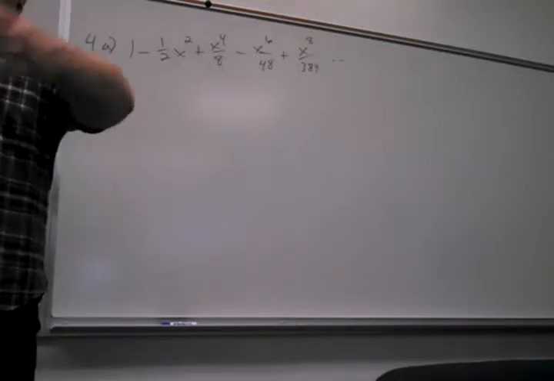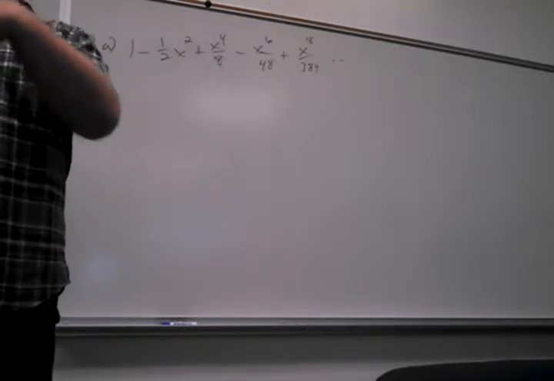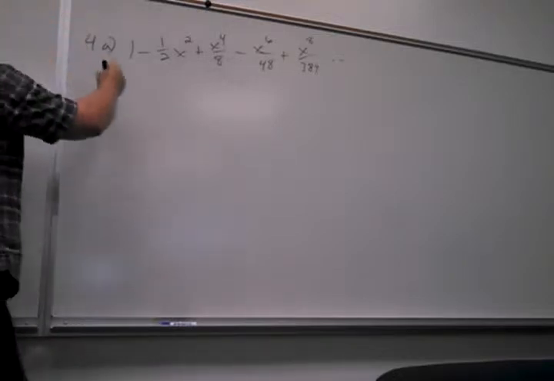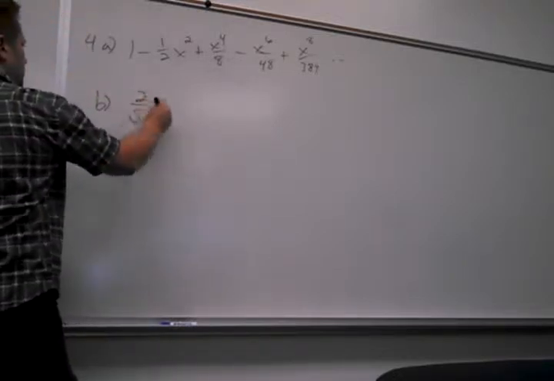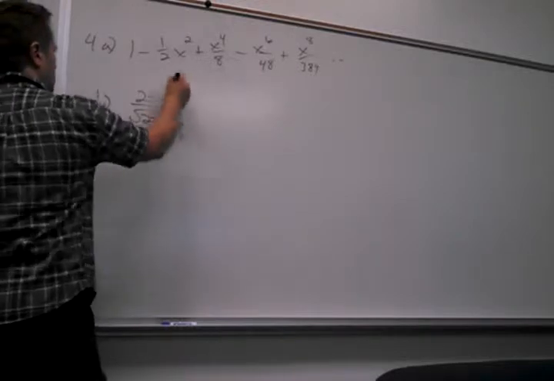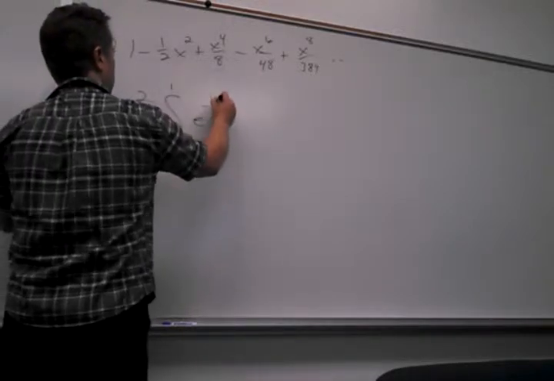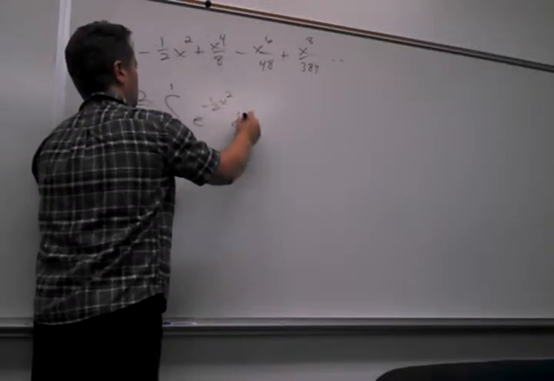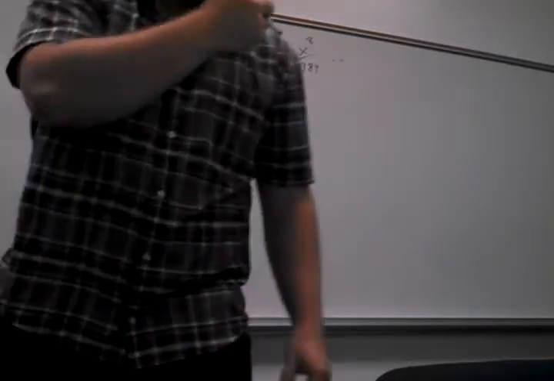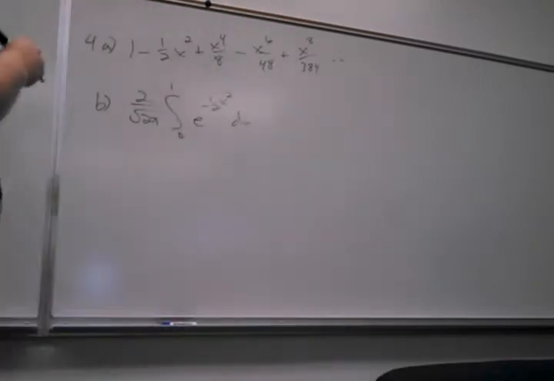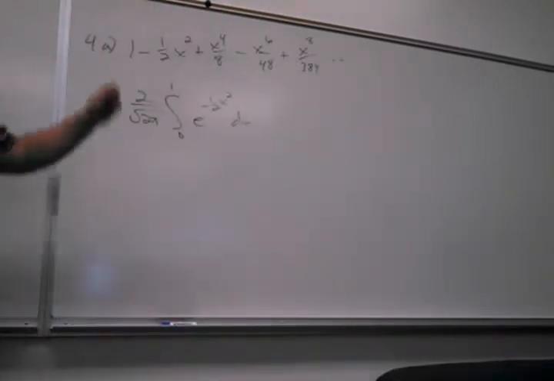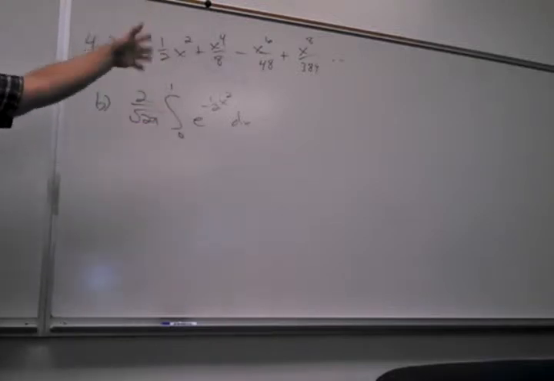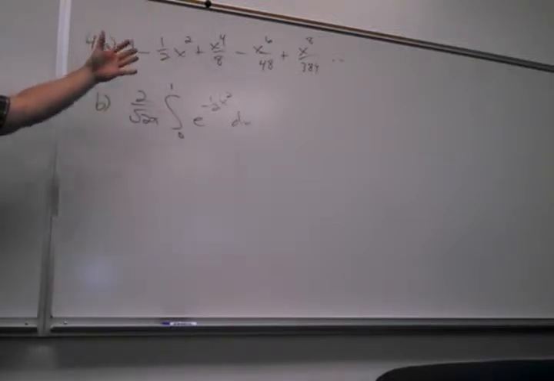So that's what you get when you just plug in negative 1/2 x squared into the definition of e to the x. And then in part B, I ask you to integrate this. So now you just got to plug those terms in. And now integration is relatively easy because it's just a polynomial.